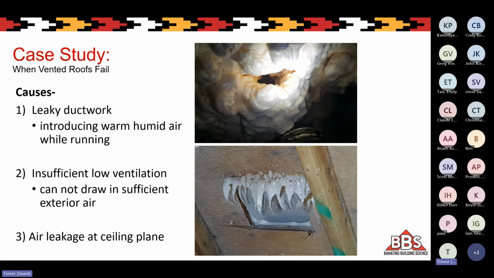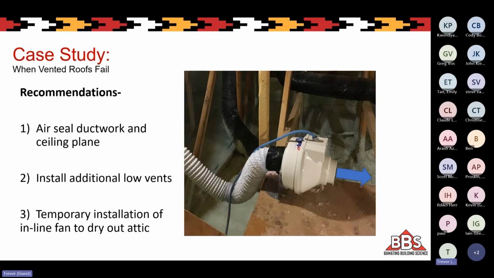Also, we found significant amounts of air leakage at the ceiling plane in this particular building. So how do we fix it? What do we recommend? First thing we needed to do is air seal the ductwork in the ceiling plane, much better. And so the ductwork was sealed from the inside with a spray applied misting air sealing system.